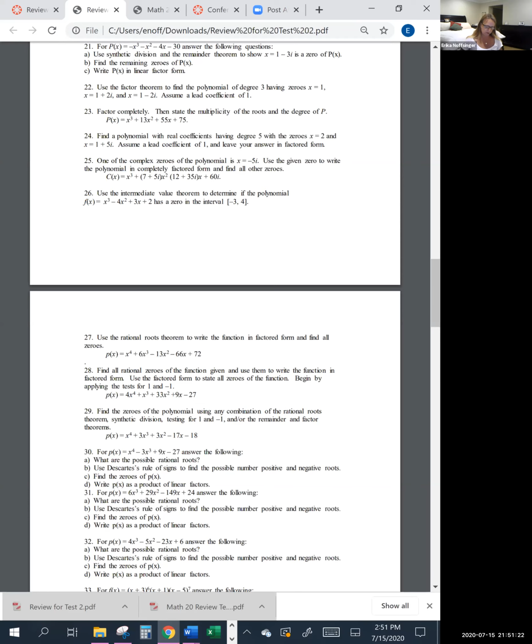You should be able to solve a polynomial equation. You don't need to know this, but you can use it, the lower bound and upper bound theorem. You should be able to use or know the intermediate value theorem.